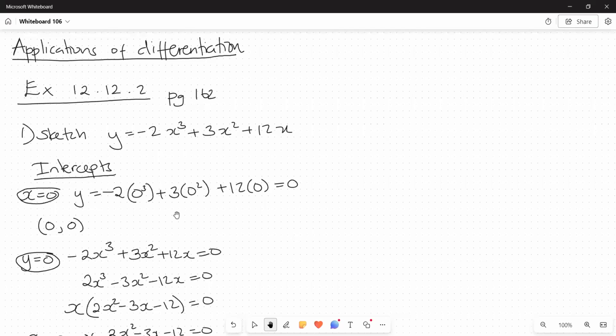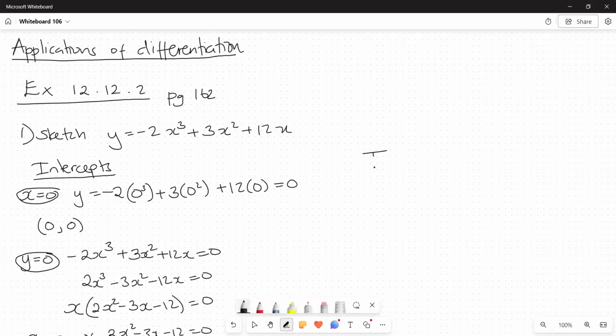Okay. Then step number 2 is to find your turning points. To find the turning points, you need to work out the first derivative. So we find dy/dx. This, we know how to differentiate, it is simple and straightforward. This 3 comes down, we have minus 6x squared. This one comes down, we have 6x plus 12.